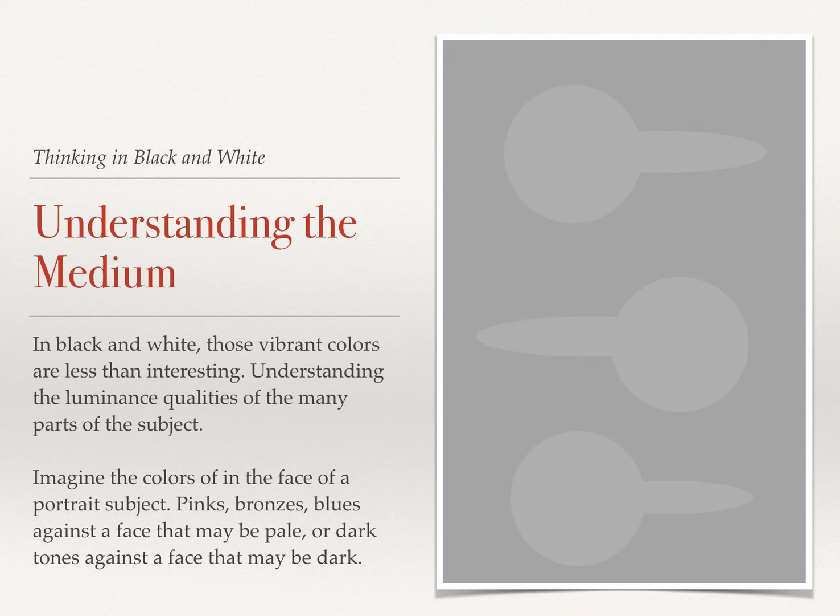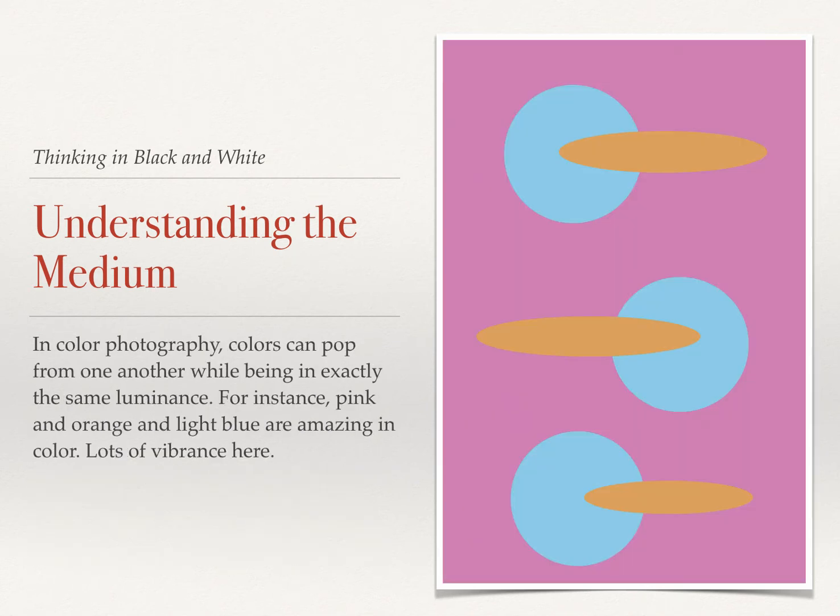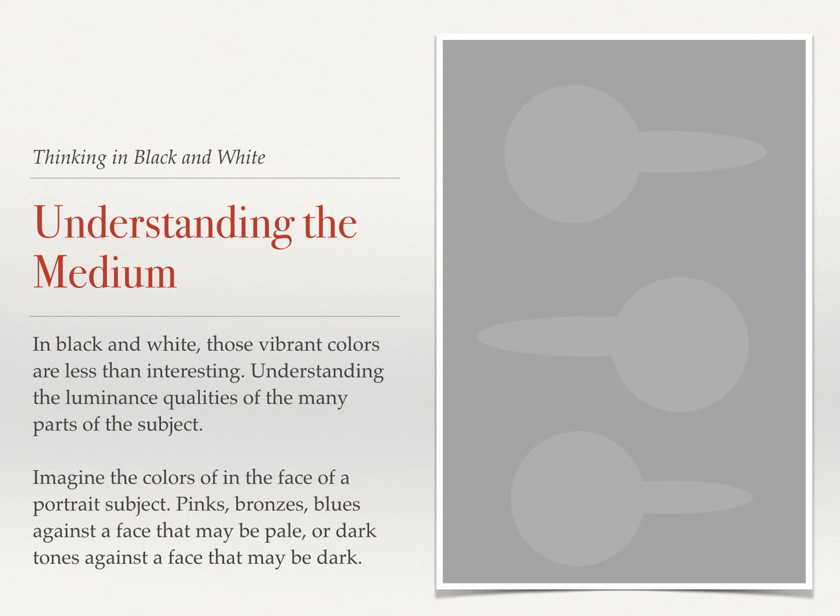The orange and the blue are the same luminance. They reflect the same amount of light. All that we're photographing when we're doing black and white is the reflection of light. So if our subject is wearing a beautiful dress of all these colors, oh wow, that's awesome. This is what it's going to look like in black and white. We have to know that.